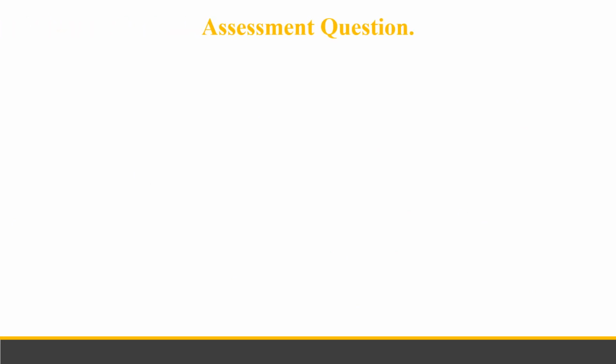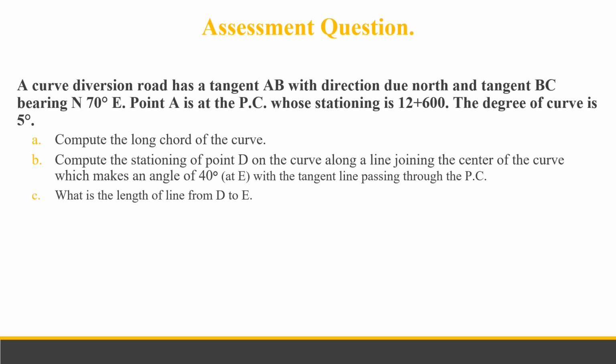Okay, so that's it for the simple curve. So we have an assessment question. A curved diversion road has a tangent AB with direction due north and tangent BC bearing north 70 degrees east. Point A is at the PC whose stationing is 12 plus 600. The degree of curve is 5 degrees.